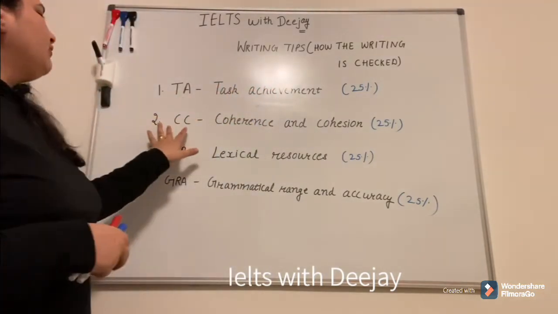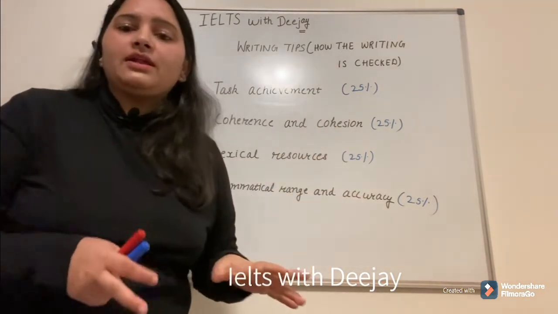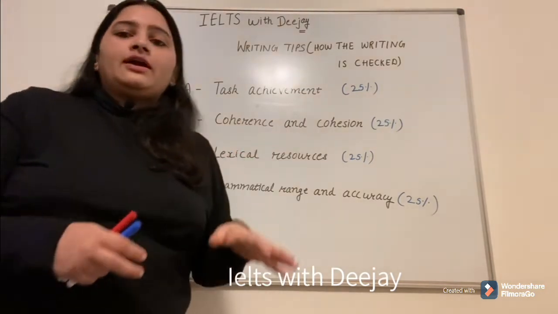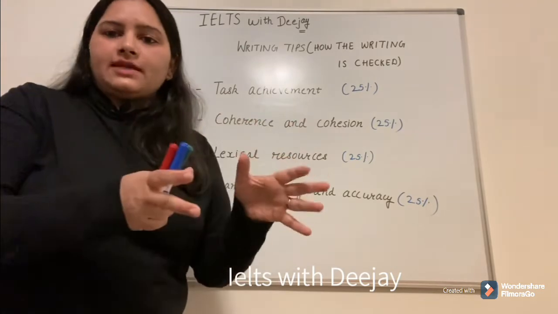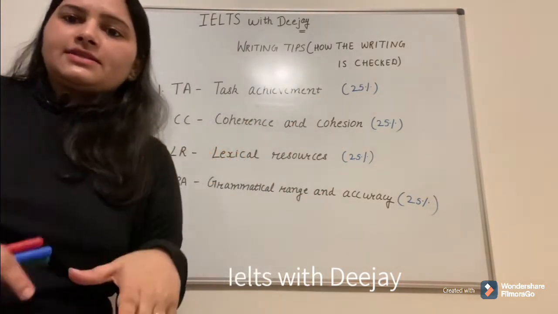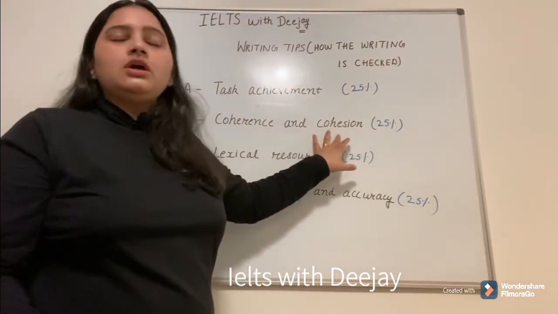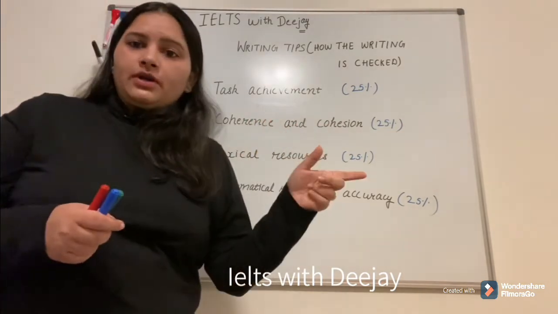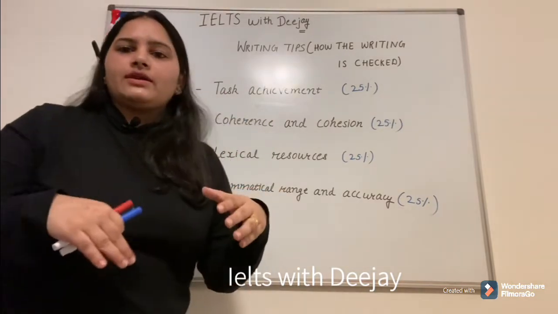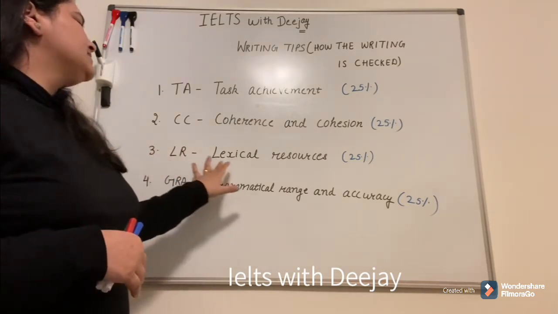Okay, then we have coherence and cohesion, and this is how well connected your essay is. The sentences, the main ideas, the examples, they should be in sync. Whatever you're writing, they should be in sync, they should be understandable when we are reading. So this is how you get bands in coherence and cohesion. The linking devices should be used properly, and your essay should be well connected. This is CC.